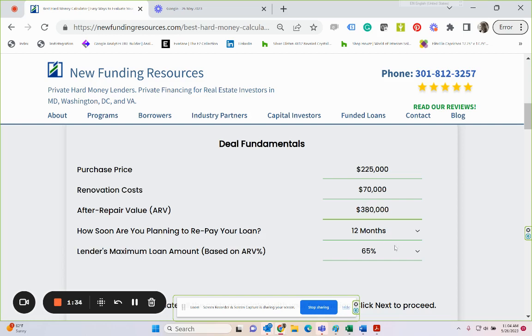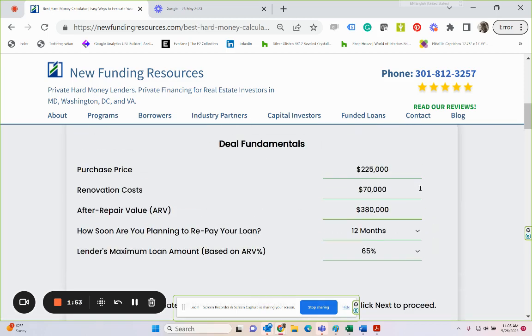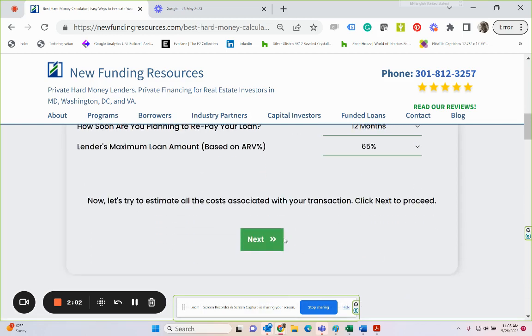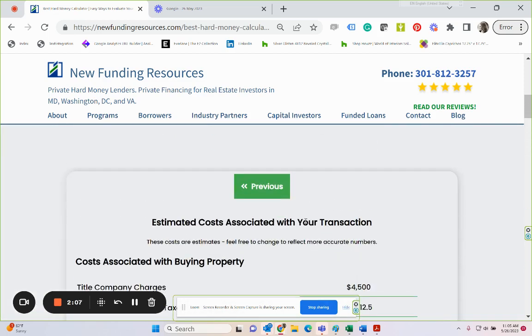How soon are you planning to repay your loan? Let's keep it 12 months. Obviously, your goal would be to repay it as soon as possible, but let's be realistic here and let's put 12 months. And let's keep our maximum loan amount at 65% of the after repair value. So that's what we have: 225 purchase price, 70,000 renovation cost, after repair value of 380. And let's click next. So this is the section that makes us think about all costs associated with the transaction.